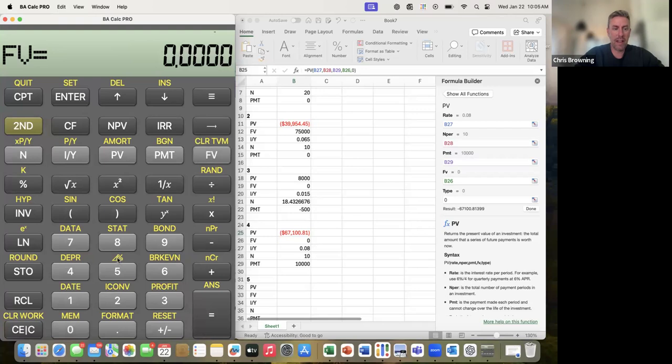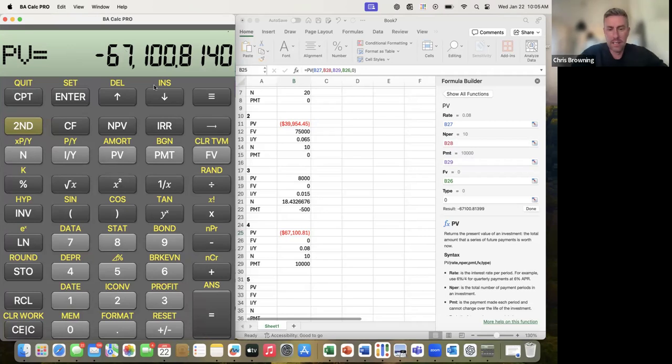0 is my future value. 8 is my I/Y. 10 is my term. And I can compute the present value. Okay, 67,181 cents. So we got good answers to match. Again, this is negative because this is going to be an outflow on the front side.